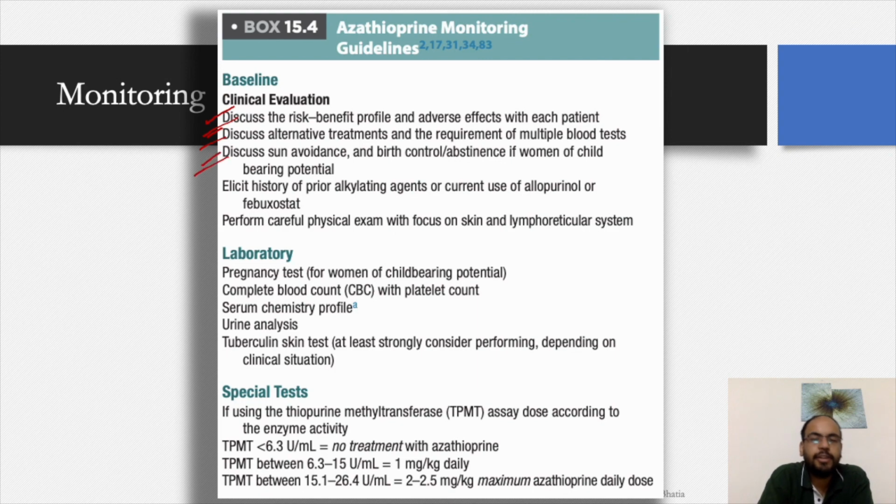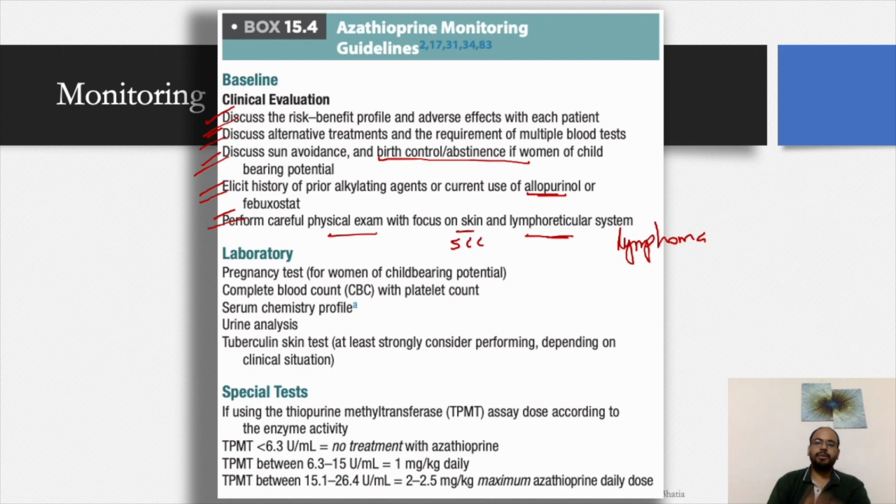Discuss sun avoidance, that is predominantly protection against non-melanoma skin cancers. Birth control and abstinence, because we know it's in category D with moderate to high risk in the third trimester. So that has to be mentioned if you're using it in females of reproductive potential. Elicit history of concurrent drug use, mainly immunosuppressants and allopurinol or febuxostat. And a physical exam with focus on skin and lymphoreticular system, because we know that lymphomas might increase, and also SCC. So make sure you do a good thorough examination. I know we don't usually do it, but please do it.